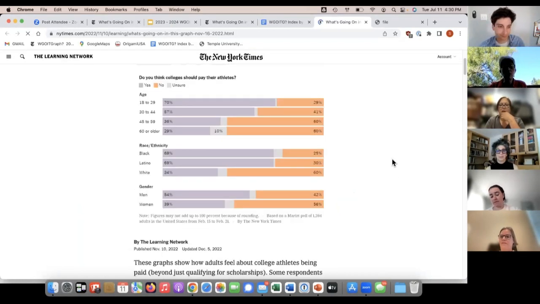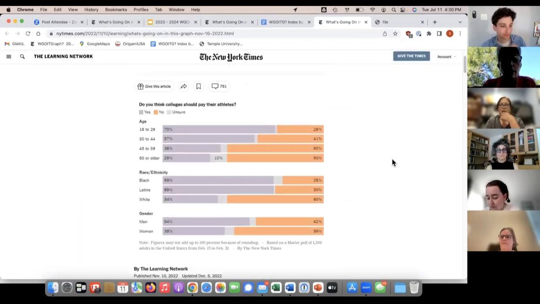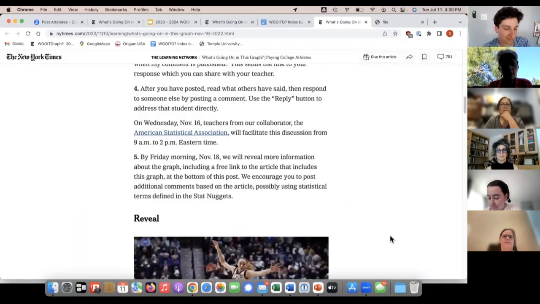Okay, there's the graph. Do you think colleges should pay their athletes? And you can use that to teach confidence intervals, because that's how the data is explained here. And then down below.